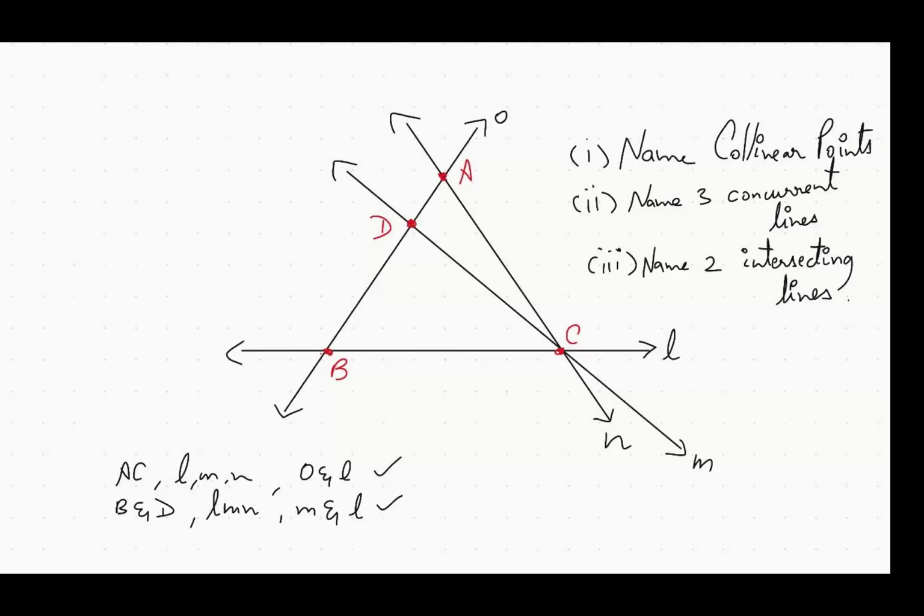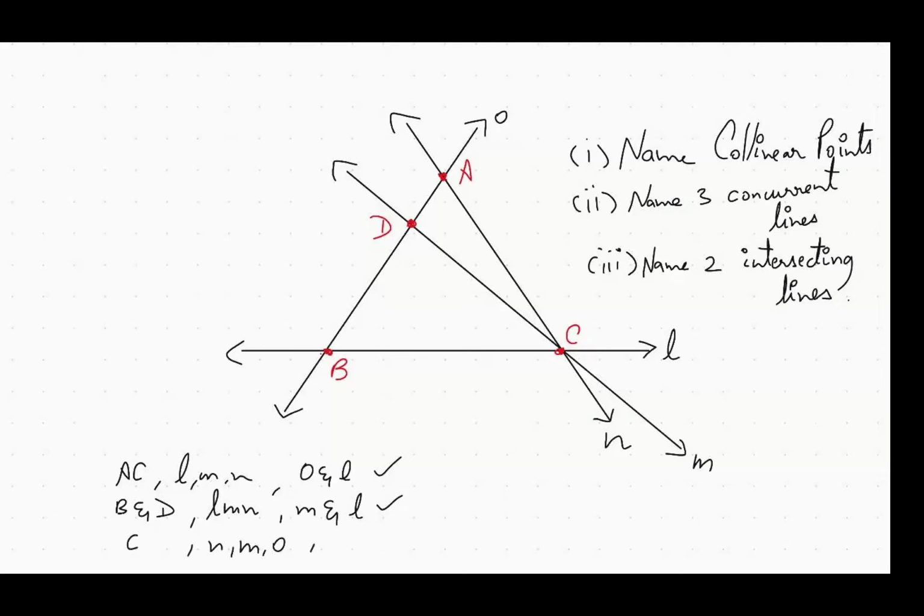Ma'am, for the collinear points, I wrote N and M. Beta, N and M are the names of the lines. The points in this figure are A, B, C, and D. C and D. The three concurrent lines I wrote N, M, and O.